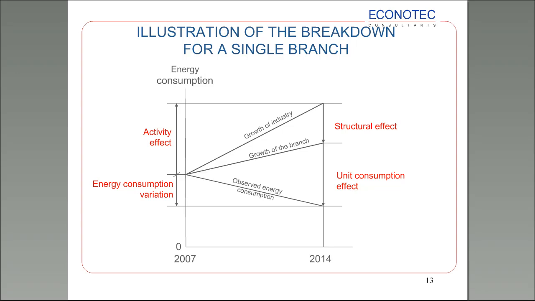So the unit consumption effect is a proxy for the energy savings of the branch. The structural effect, which is negative here, comes from the fact that the growth of the activity of the branch was smaller than the growth of manufacturing industry as a whole. It could have been the opposite.